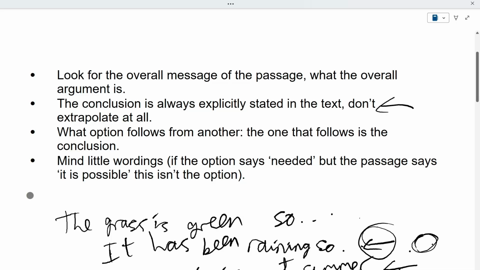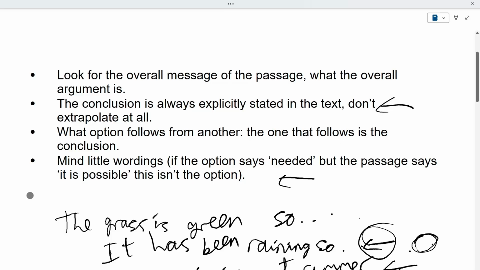So the other thing then is also to mind these little wordings. So often the passage will say something like, it is possible that a lot of people agree with this, and one of the options will be, everyone agrees with this, but it only said it is possible. So that's not the conclusion, because you've got to match the certainty of the passage with the option. If the passage is absolutely certain about something, the conclusion will also be absolutely certain. If the passage is somewhat unsure and it's offering counter arguments and it seems a bit tentative on the issue, the conclusion will also be tentative. So you've got to match the tone of the passage to the option.